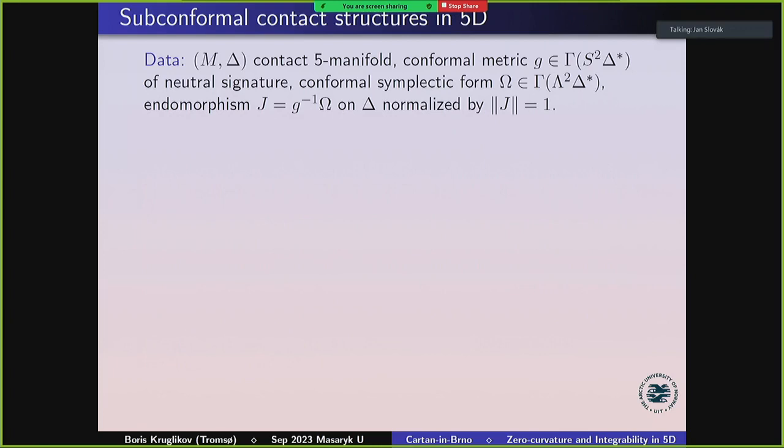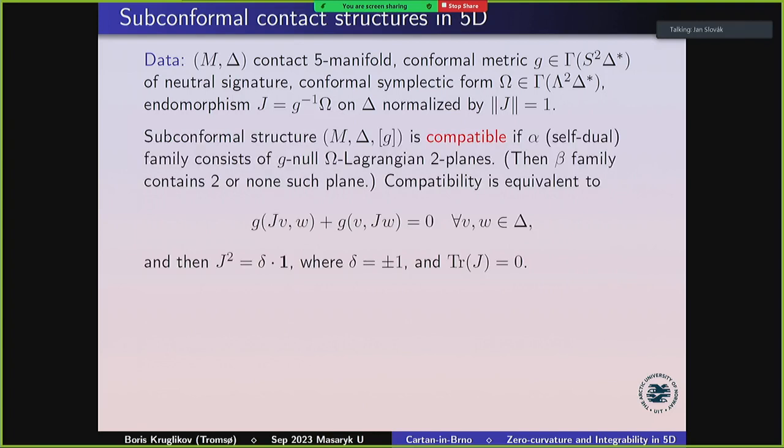Okay, so what do we have in dimension 5? Okay, delta is non-holonomic distribution. For genericity condition, we assume it is contact. Okay, simultaneously, on this contact structure, we have a conformal metric. So, also, with contact condition, of course, we have conformal symplectic form. Therefore, we have an operator. We can divide one by the other. We can normalize this operator by norm equal to 1.